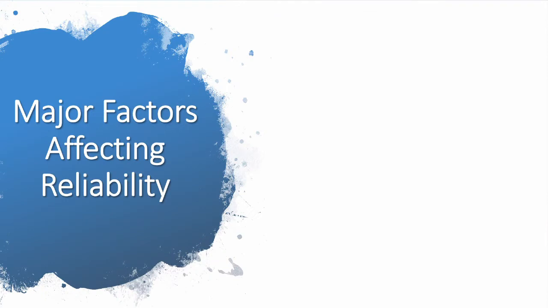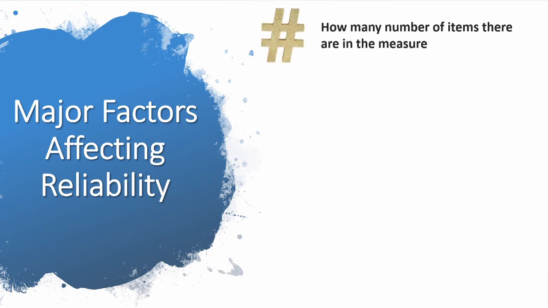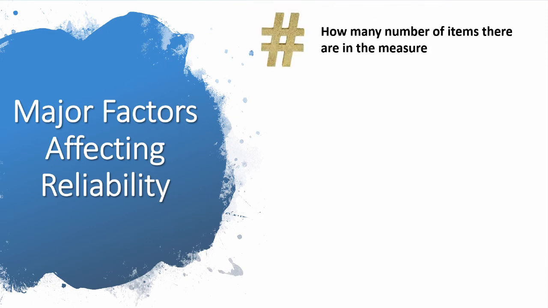Three factors in particular affect how high the reliability of a measure is. There are ways a researcher can increase the reliability of a measure if it falls short of the conventional thresholds of a Cronbach's alpha of 0.70 or higher. The first is the number of items. The more items you have in a measure, the higher the reliability will be.